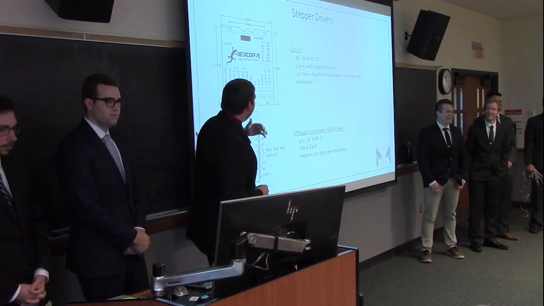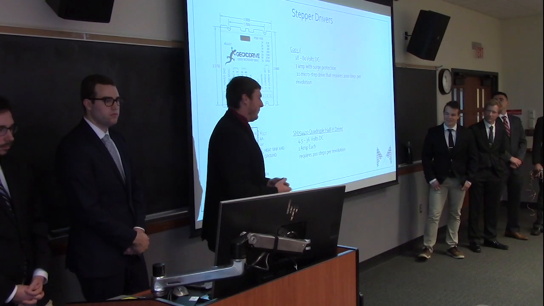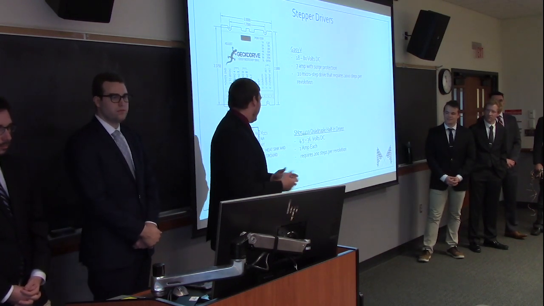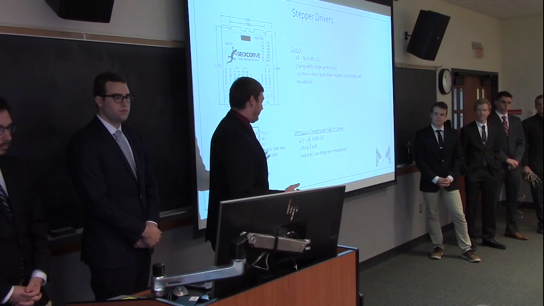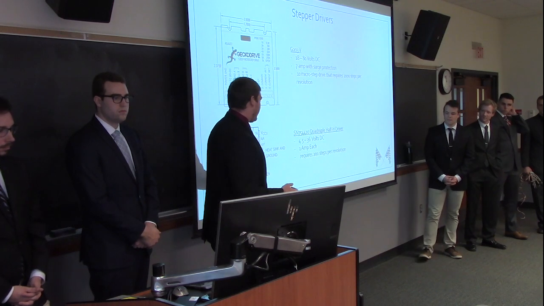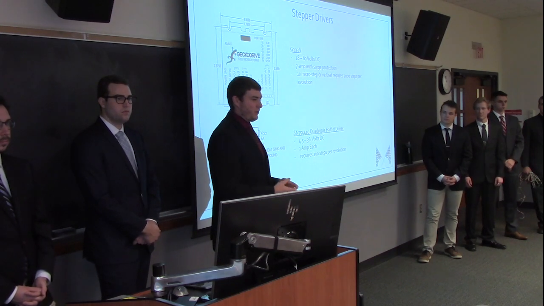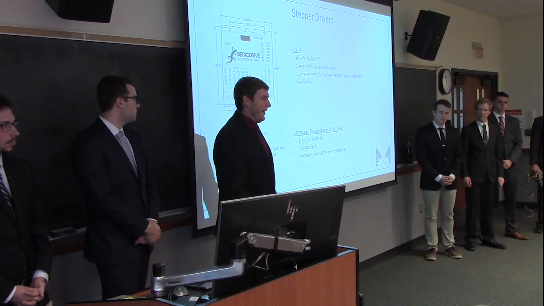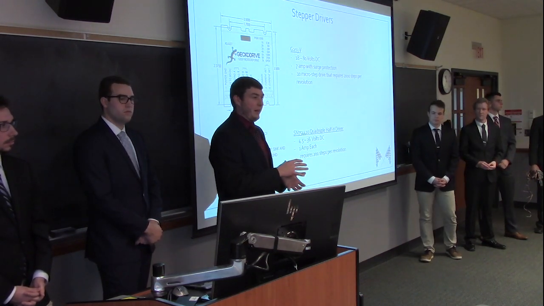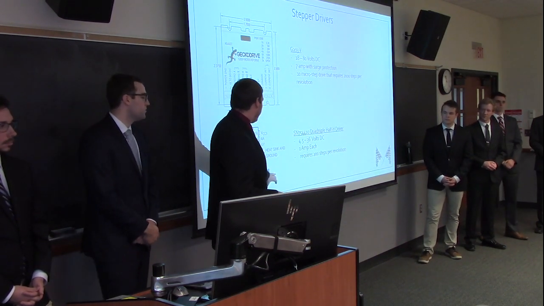So we had two stepper drivers that we worked with. The first being the SN74, that's this chip. It's a quadruple half H driver. What this chip does is it takes about 4.5 to 36 volts of DC voltage, which fits into our range. Each of these chips is about 1 amp apiece, and it takes around 5.6 amps to run our motor. The small picture on the bottom right of the screen from the last time shows that it was kind of stacked. We used 9 of those in parallel to add the amperage together. And this requires about 200 steps per revolution.